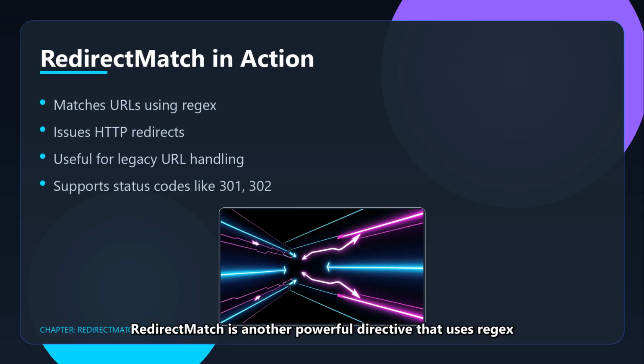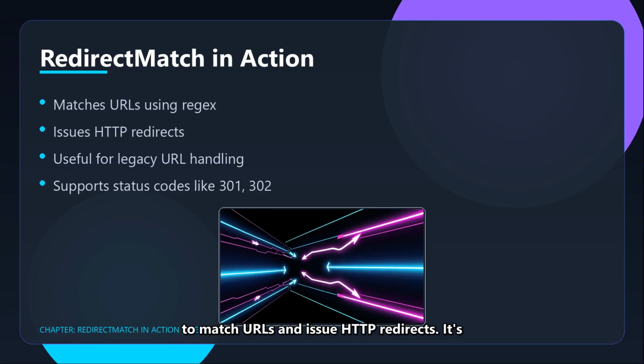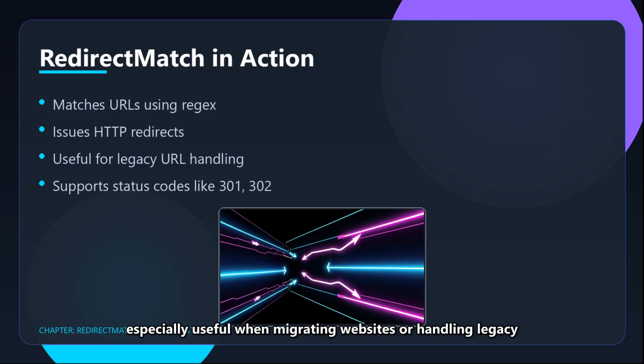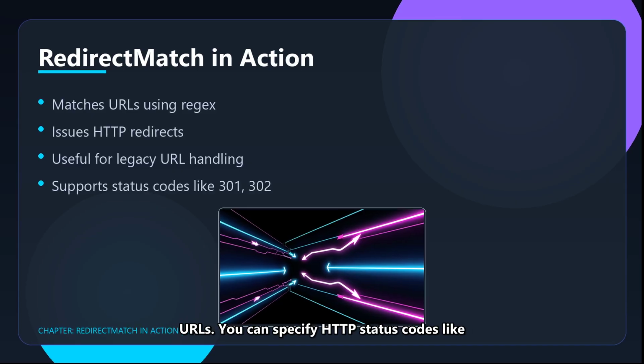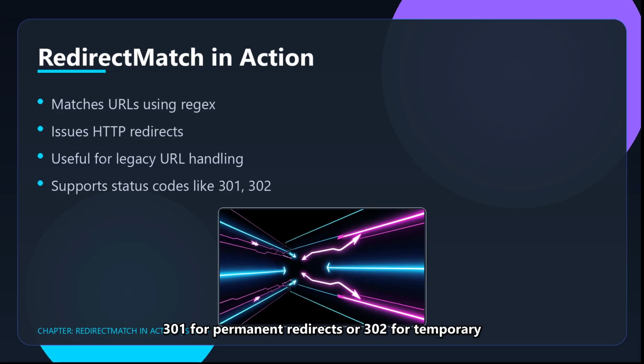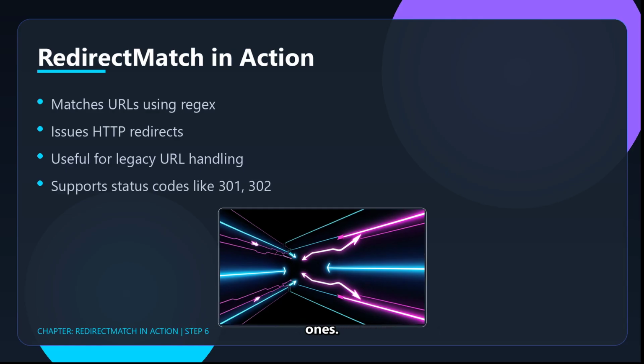RedirectMatch is another powerful directive that uses regex to match URLs and issue HTTP redirects. It's especially useful when migrating websites or handling legacy URLs. You can specify HTTP status codes like 301 for permanent redirects or 302 for temporary ones.